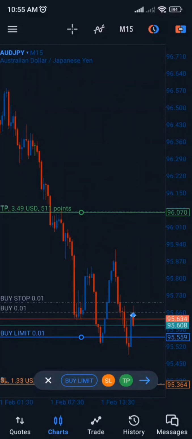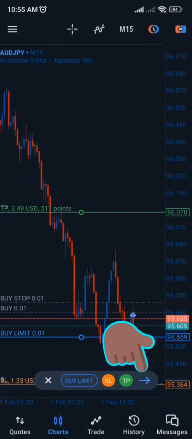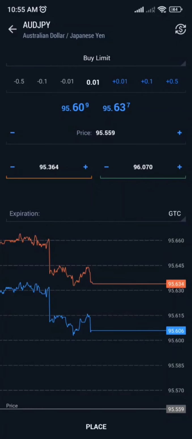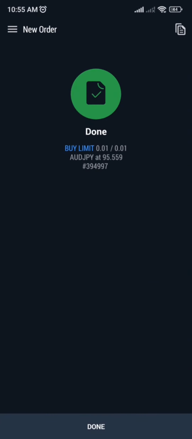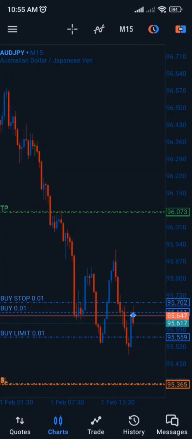Again, once I tap on the arrow and I tap on place, it will place the order for me. And that is the three types of orders we will mainly use for executing our orders. Provided that price goes below where it is currently and it goes beyond my buy limit, it will activate the order at that point in time.